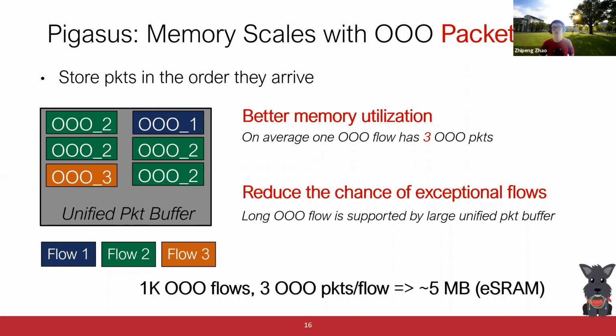And to further reduce the consumption of block RAM, here we map the unified packet buffer to another type of memory technology called embedded SRAM, which is slower than the on-chip DRAM, but still fast enough to support continuous 100 gigabit per second read and write.